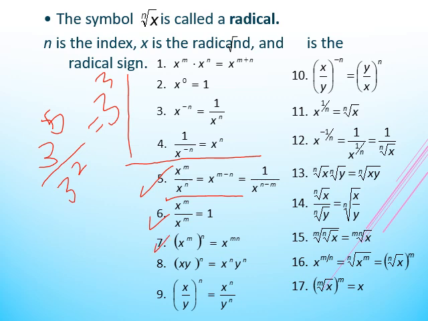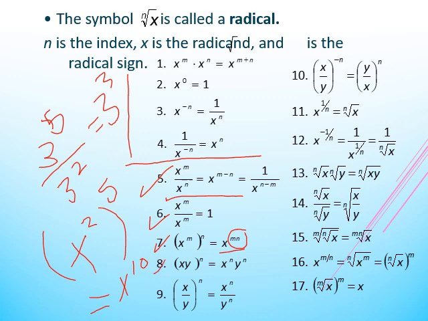In rule 7, it's very important to take care. If we have a base x, or any number, raised to the power 2 and all to the power 5, the result is multiplying the two exponents by each other. That will equal x to the power 10. So x to the power m all to the power n is equal to x to the power m times n. It's very important.